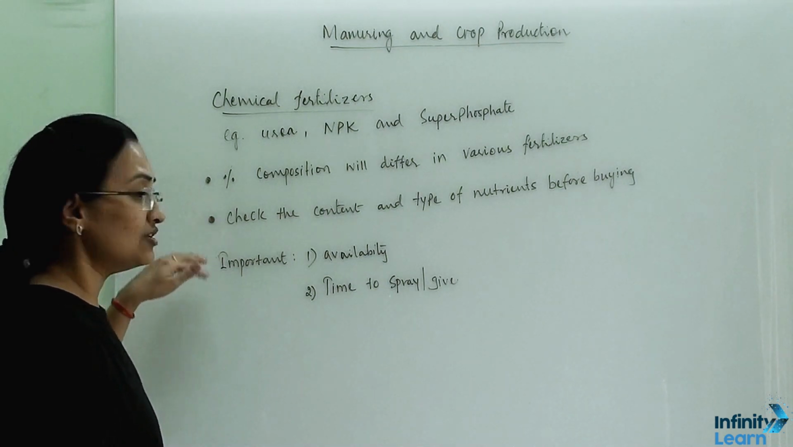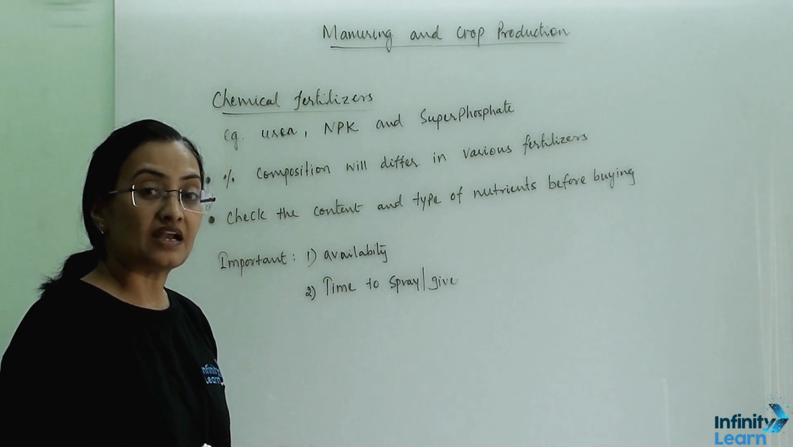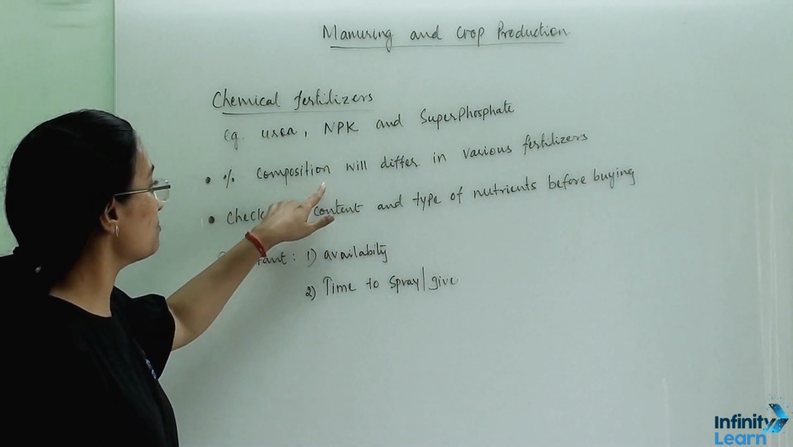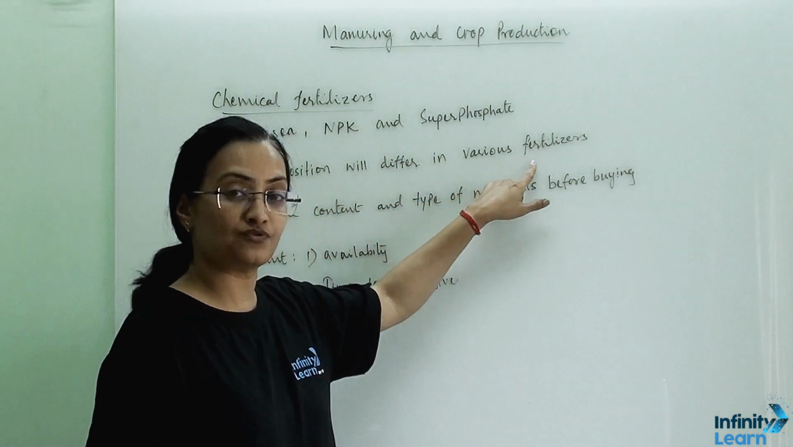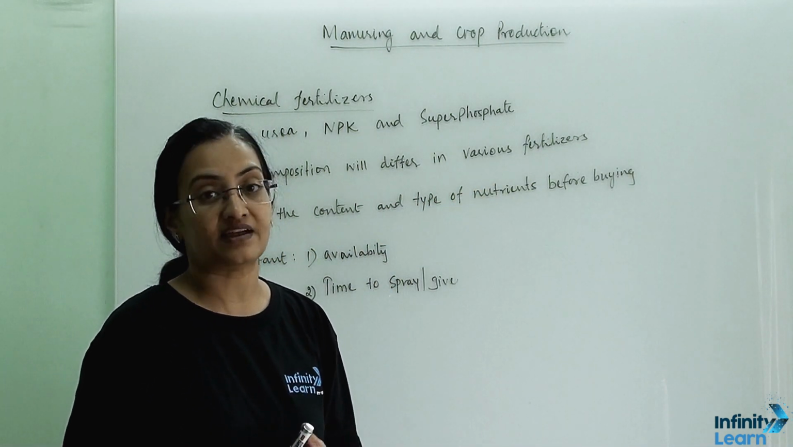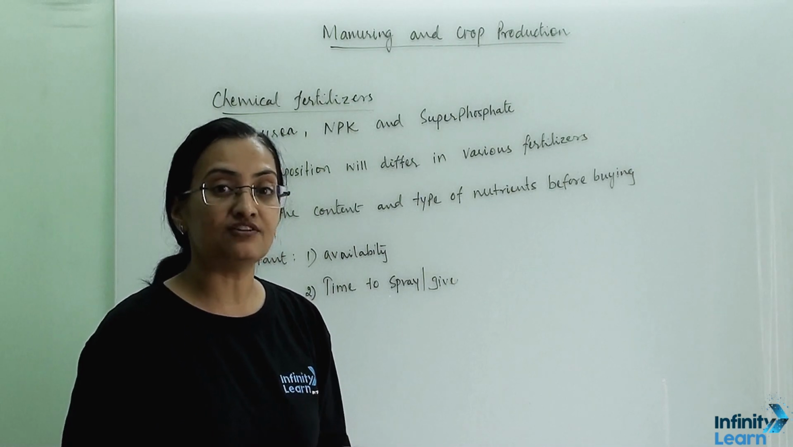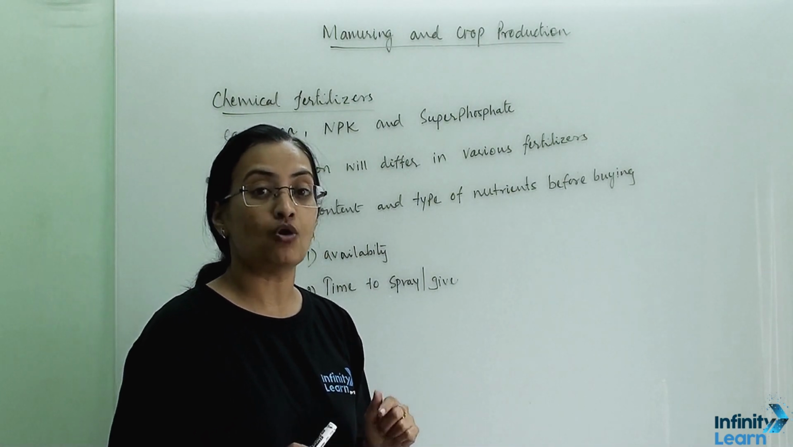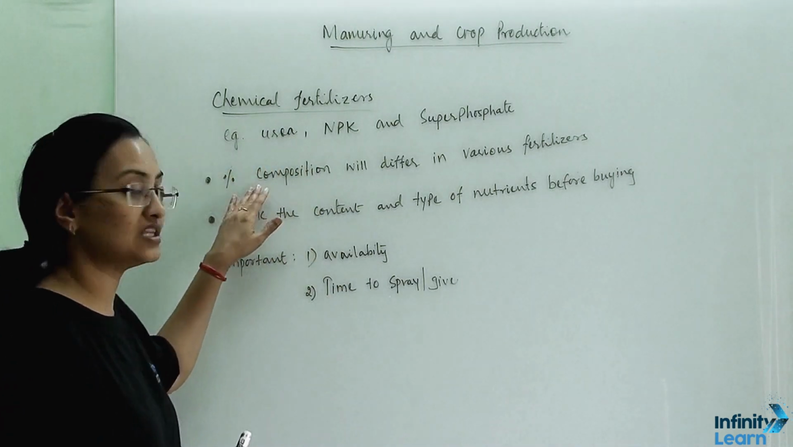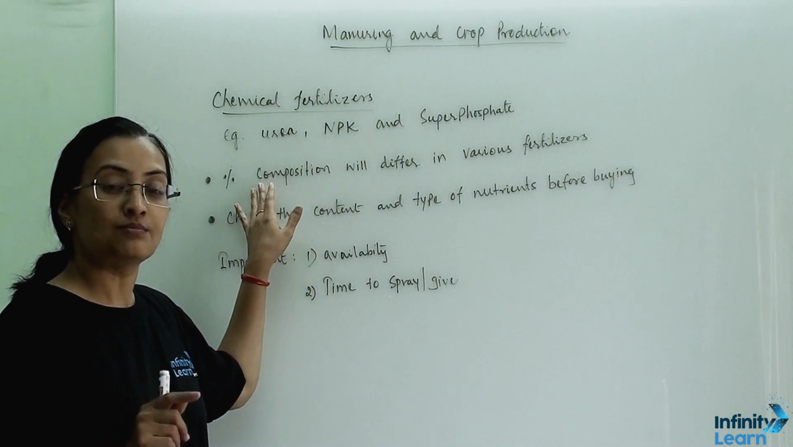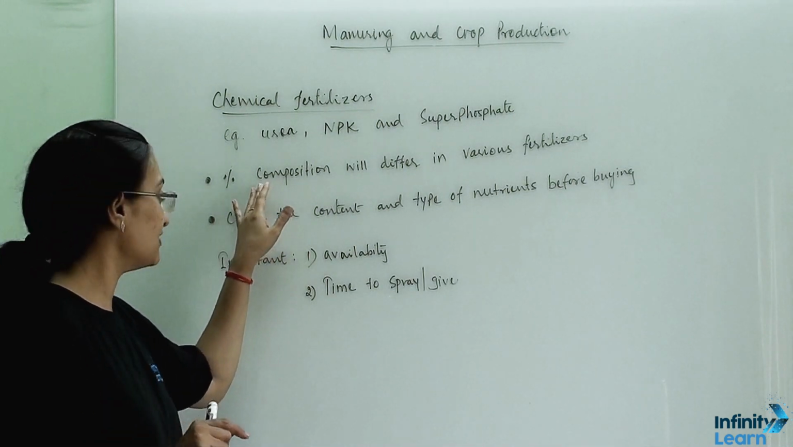Now these are the points which we need to keep in mind while buying a chemical fertilizer. The first one is that percentage composition will differ in various fertilizers. Fertilizers are man-made. We are making them in factories. So as the brand and the company differ, their percentage composition will also change. So we need to see how much percentage of nitrogen, phosphorus and potassium is present in that particular fertilizer.